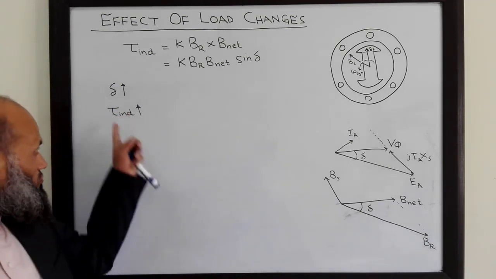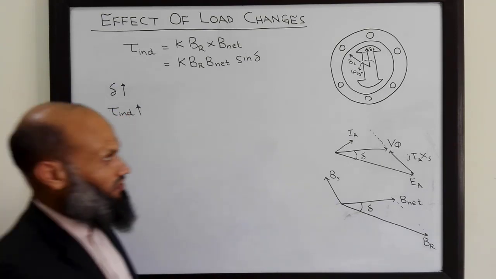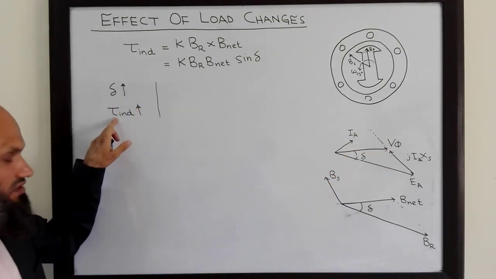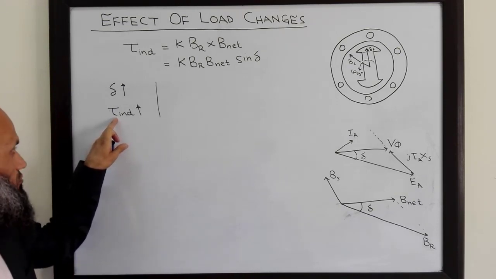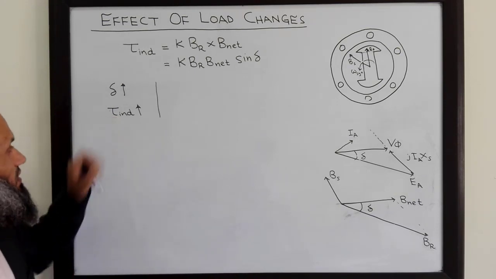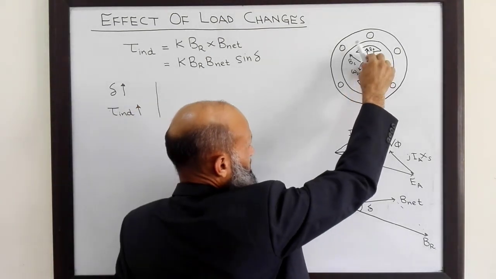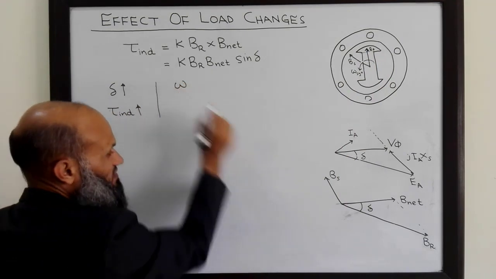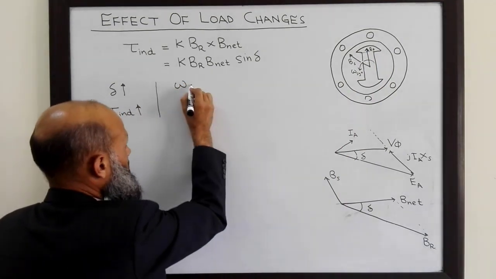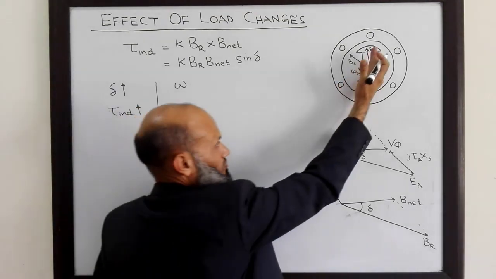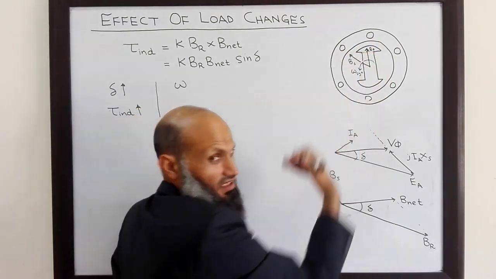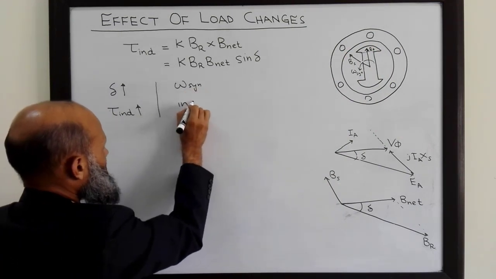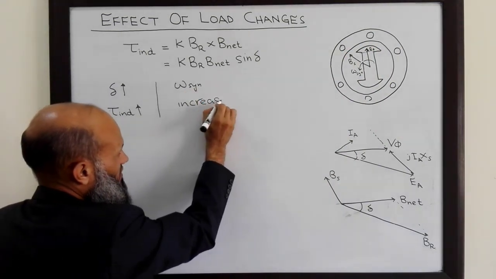So what will happen due to the increase in induced torque? This rotor will again gain speed, and after the transients, the induced torque will become equal to the load torque, and then this rotor will again keep on rotating with synchronous speed, but now with an increased torque angle. So when load is increased, after transients, this rotor will again rotate with synchronous speed, but now with increased delta, increased torque angle.